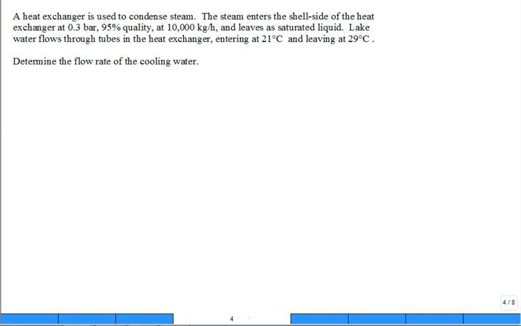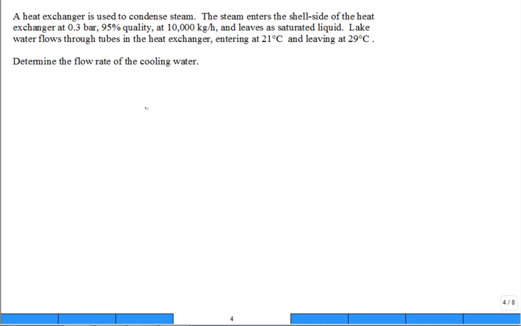Ready to solve a problem? So we have a heat exchanger. It's used to condense steam. That's the purpose of this heat exchanger, to condense steam. The steam enters the shell side of the heat exchanger at 0.3 bar, 95% quality, and at a flow rate of 10,000 kilograms per hour, and leaves as saturated liquid.